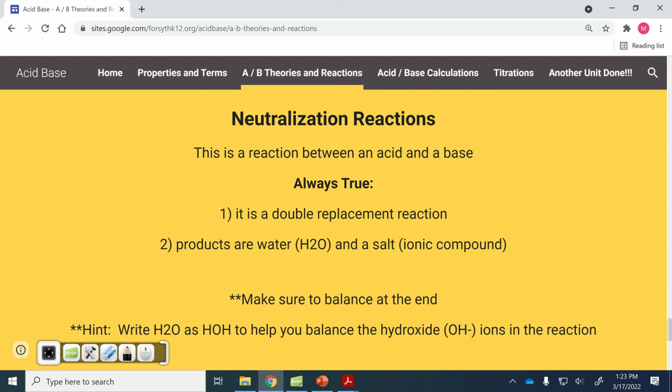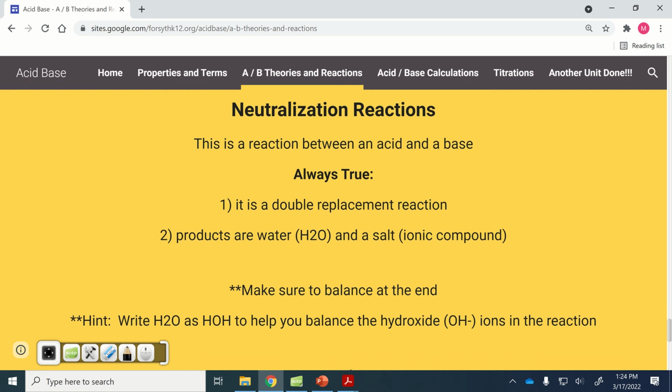We've got the chemicals, and they're going to switch partners. We know it's going to be double replacement, but we also know this second part is true: the products will always be H2O and a salt. There will always be H2O and a salt for a neutralization reaction. If you forgot what a salt means, a salt is any ionic compound. So not just sodium chloride, calcium chloride, lithium fluoride, etc. It's whatever ionic compound is left over there.